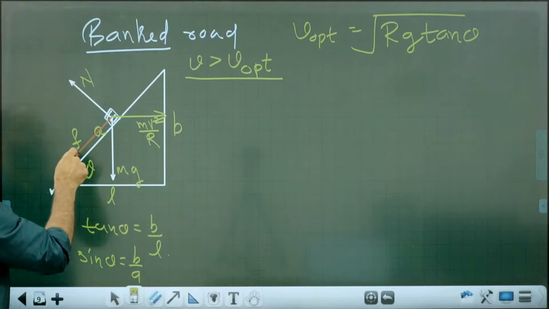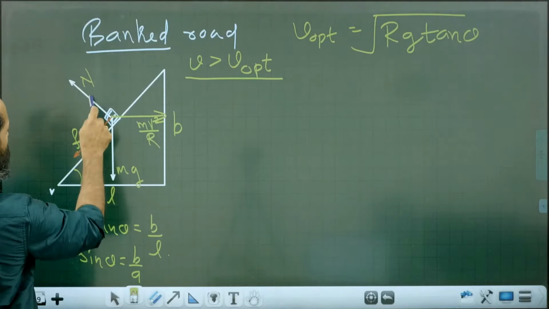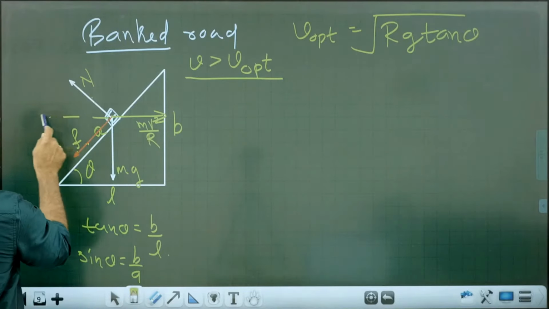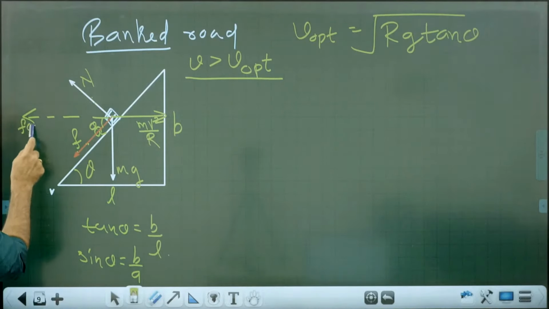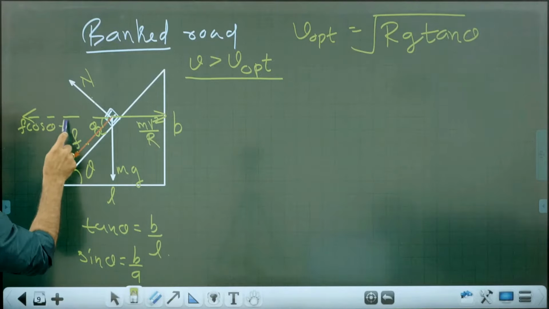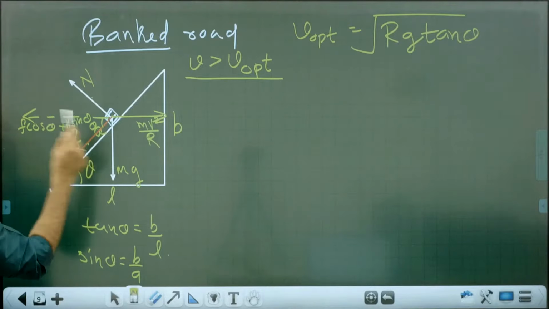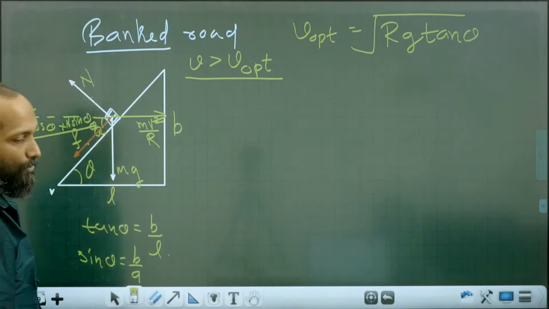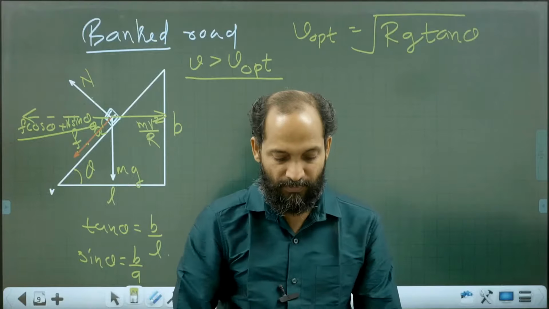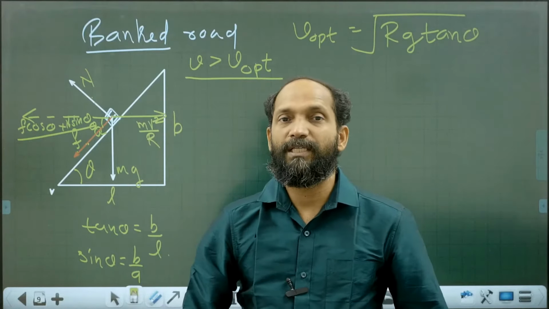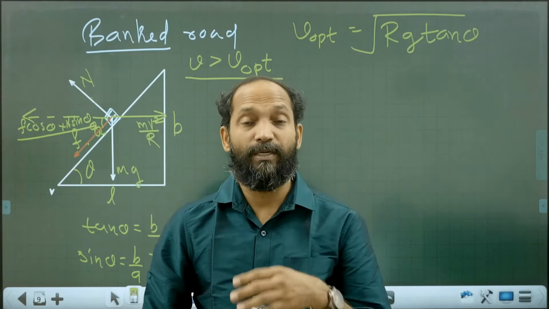On resolving friction and normal reaction, we get components of friction and of normal reaction. Component of friction is f cos theta, component of normal reaction is n sin theta. These two components act towards the center of the circle, so they serve as centripetal force. So what is the centripetal force? F cos theta plus n sin theta. Centripetal force is provided by both friction and normal reaction. That's the advantage of such banked roads.